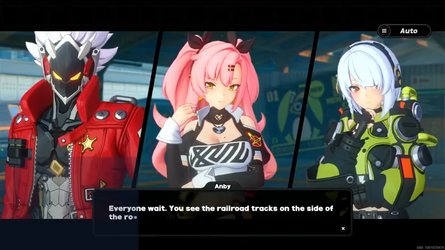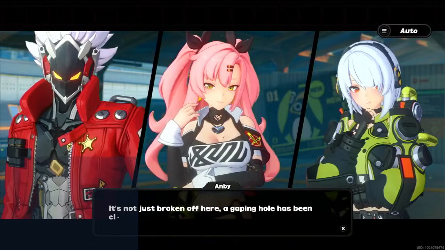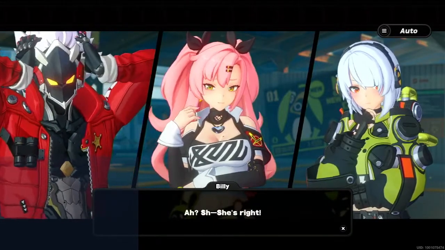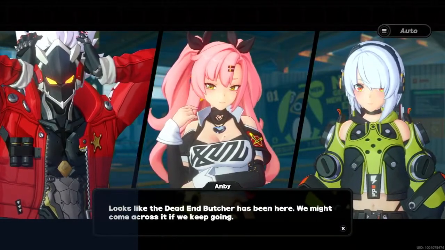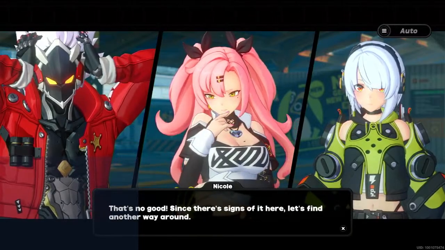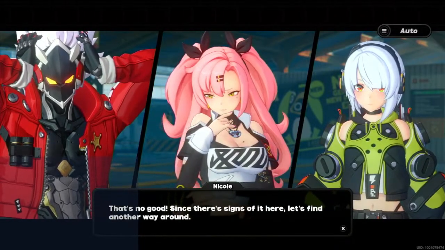Everyone wait. You see the railroad tracks on the side of the road? It's not just broken off here. A gaping hole has been clawed out. She's right! Looks like the dead-end butcher has been here. We might come across it if we keep going.